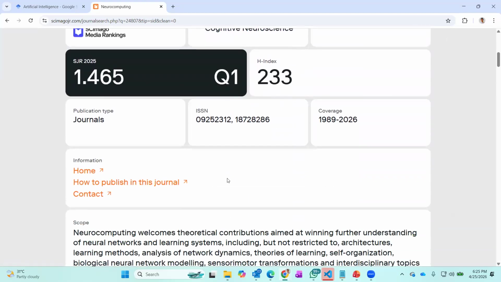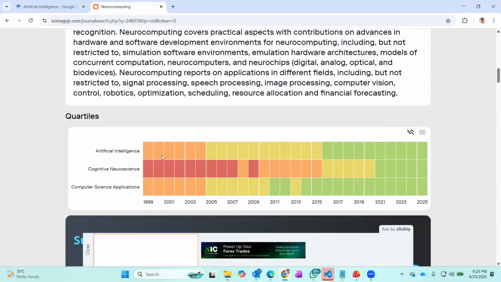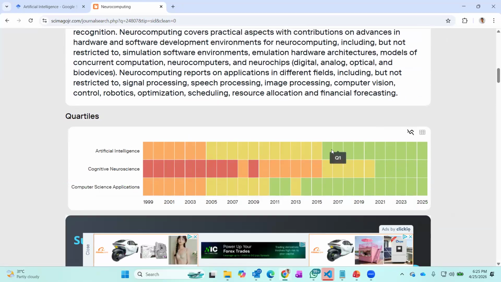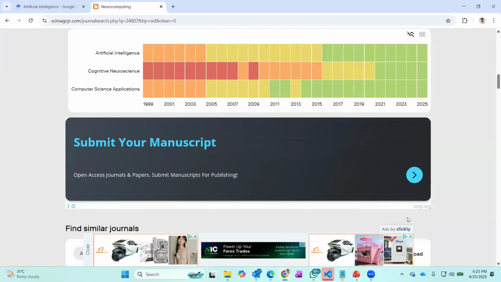Each index is given. So it's quartile one. If you take artificial intelligence, it has been quartile one from 2015 and so on. In computer science applications, quartile one. In cognitive neuroscience, it's quartile one. So you can see it's a good one.